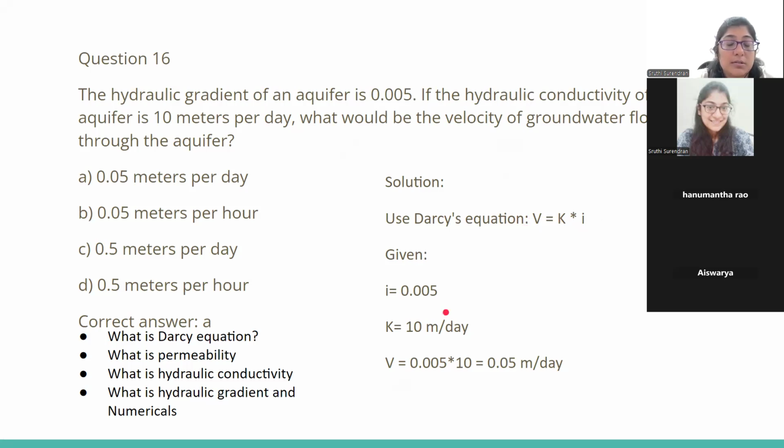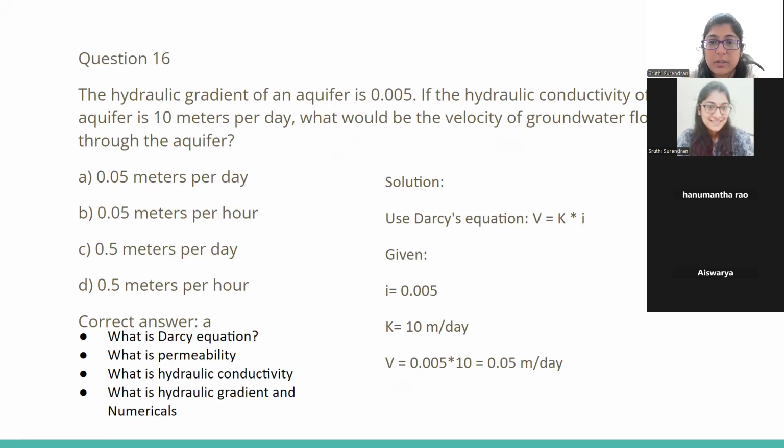So you can focus on this numerical in this week's lecture. Then what is permeability? These terms: hydraulic conductivity, hydraulic gradient, permeability. What is Darcy's equation? These four topics. If you make sure that you learn this, then I think a couple of questions, maybe 3 or 4 questions, probably 3 questions might come from this. And this numerical is, I think, a short one.